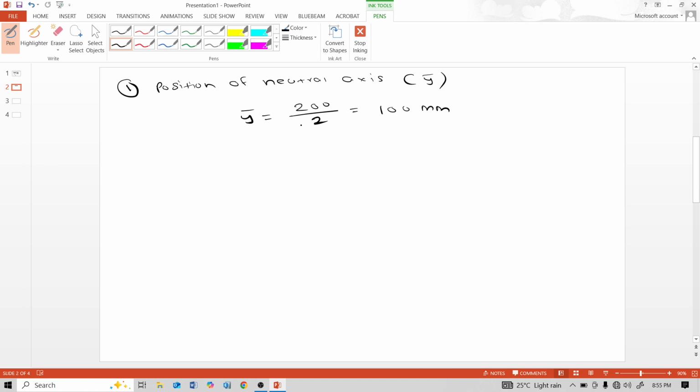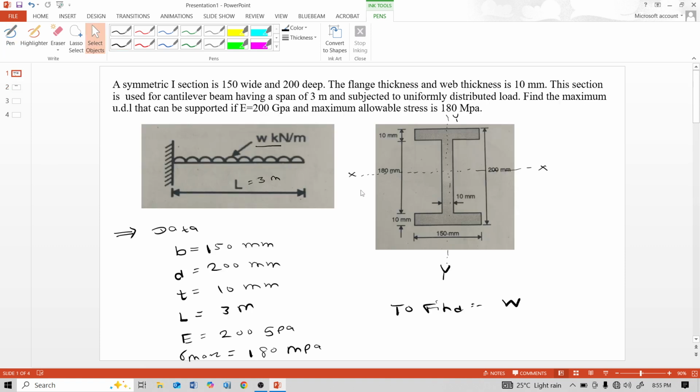Why do we directly use this method? Because our section is symmetric. In our previous lectures' numericals, the section was not symmetric about the x-axis. That's why we used the formula y bar is equal to a1 y1 plus a2 y2 plus a3 y3 upon a1 plus a2 plus a3. But in this case, we directly use 200 by 2.